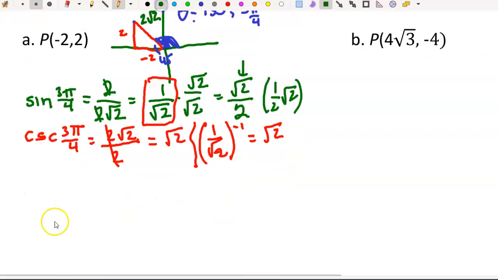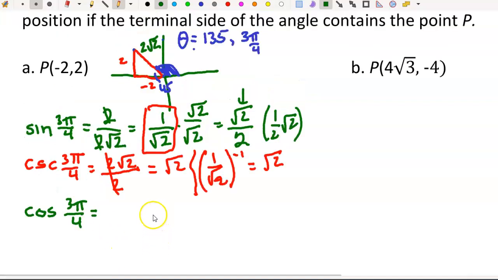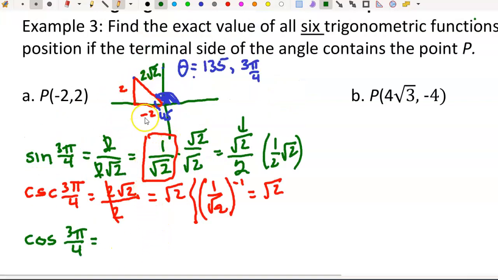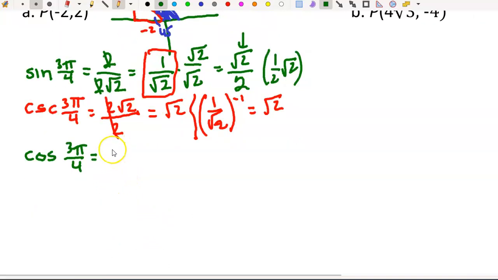Same thing here. We can go back and do cosine, which will be very similar. Cosine of 3 pi over 4. This time we got negative 2 over 2 root 2. So very similar work, except you have to compare to here, where this was positive. So we got positive here, this is negative, so we get negative. So the more patterns you can figure out, the easier this gets, the faster it gets.